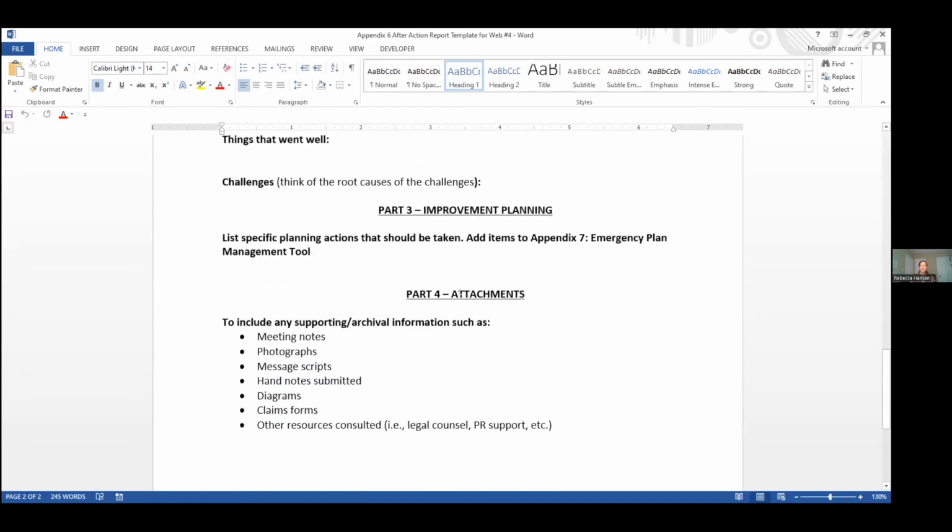And this last part, again, remember, this is a way of documenting what happened, right? And so part of this report could also include different attachments. So any meeting notes, like those IMT meeting notes, those would be great to include. Any photographs that were taken, claims forms, materials from the incident that you think are important and you want to capture in this report so you have documentation and a way of keeping it all together going forward.